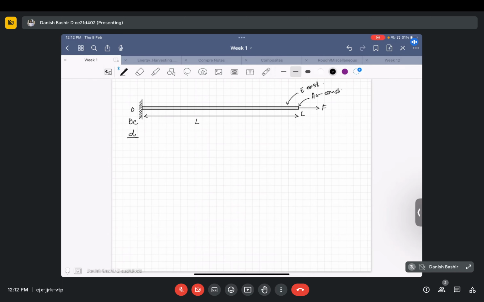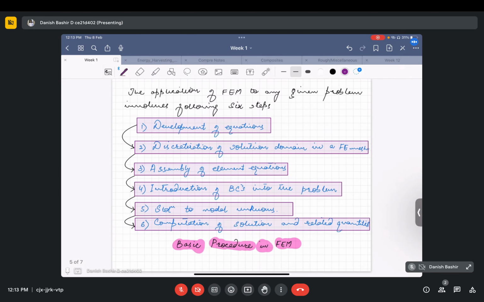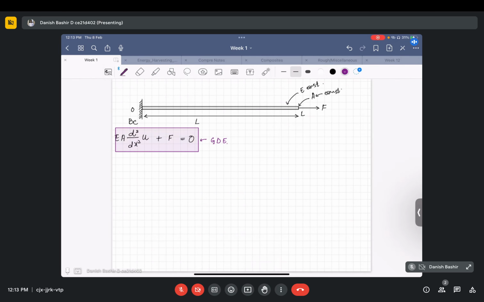Its differential equation will look something like this: EA d2u by dx square plus f will be equal to 0. That is the governing differential equation. We call it GD, governing differential equation. After this equation, for example this bar is of length L, as a first step we develop an element equation.